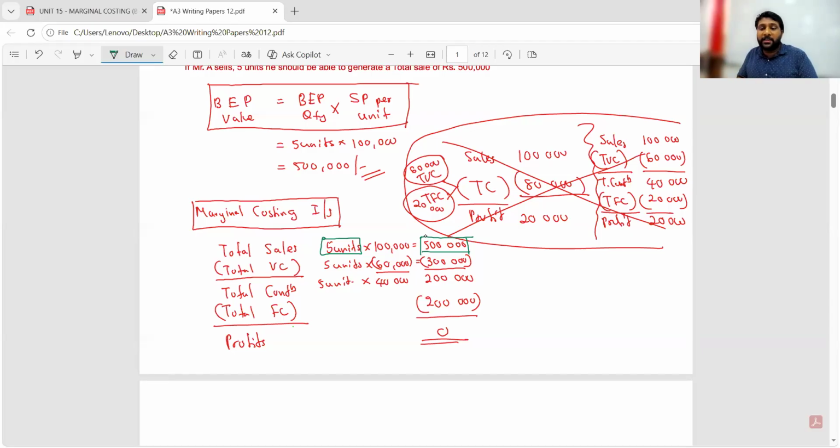Finish it. Finish the marginal costing income statement. No need to write this one. The cut part is not required to write. Break-even point. This is the quantity. This is the value. Yes. Will be provided.